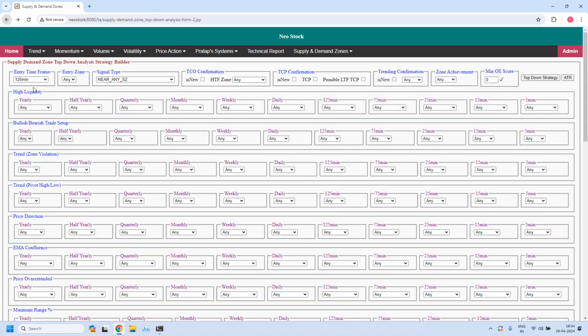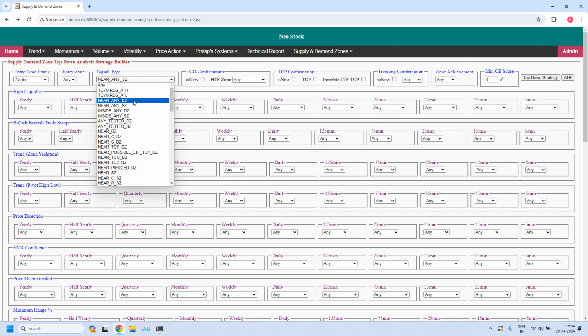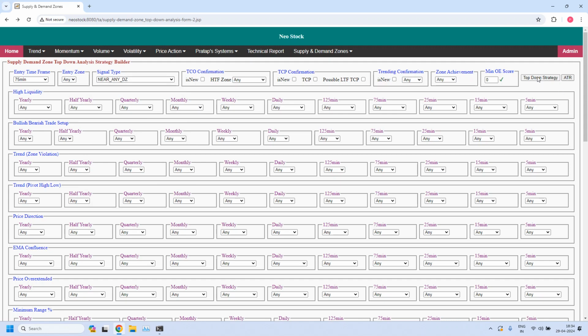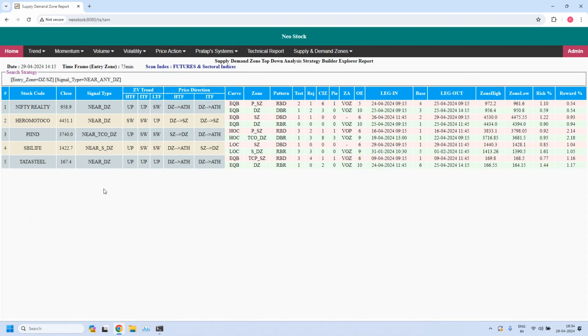So I'm going back, changing the time frame to 75 minutes. Entry time frame is 75 minutes. Let us find the stocks near 75 minutes demand zone. So these 5 stocks are filtered. Let us find the high liquidity 75 minutes demand zones from this list.